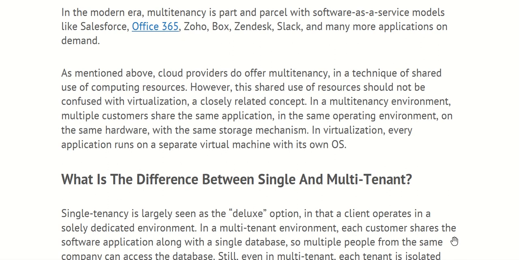As mentioned above, cloud providers do offer multi-tenancy as a technique of shared use of computing resources. However, this shared use of resources should not be confused with virtualization. Okay, there is one more concept of virtualization, guys, a closely related concept. In a multi-tenancy environment, multiple customers share the same application in the same operating system environment, on the same hardware with the same storage mechanism. In virtualization, every application runs on a separate virtual machine, VMware for example, with its own operating system.